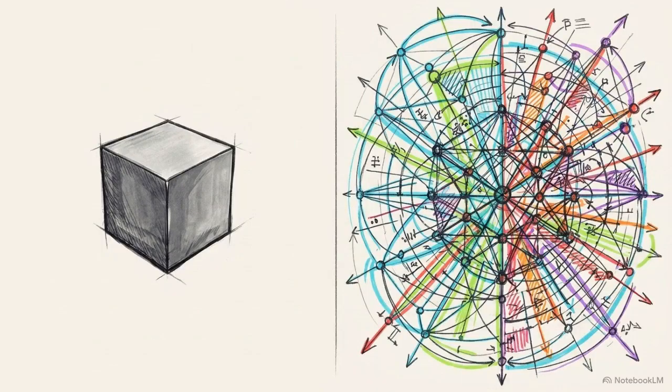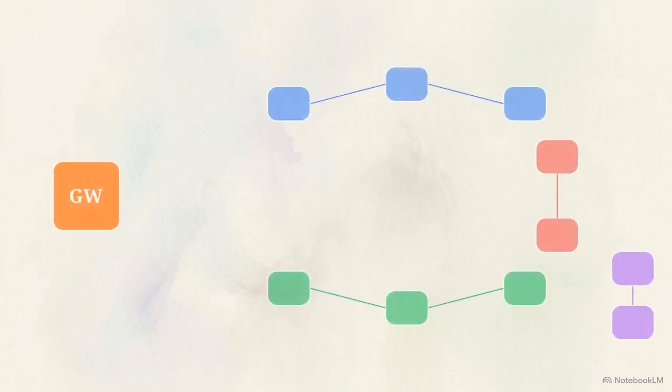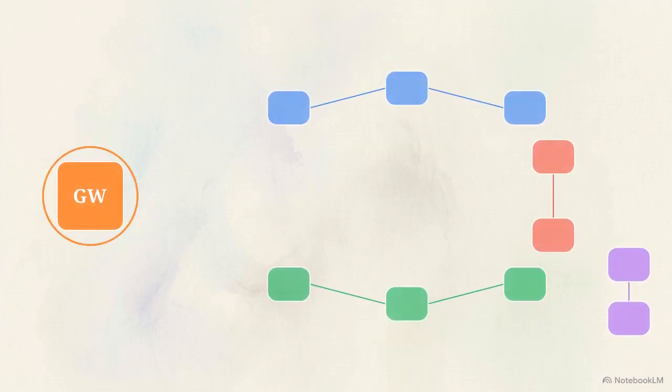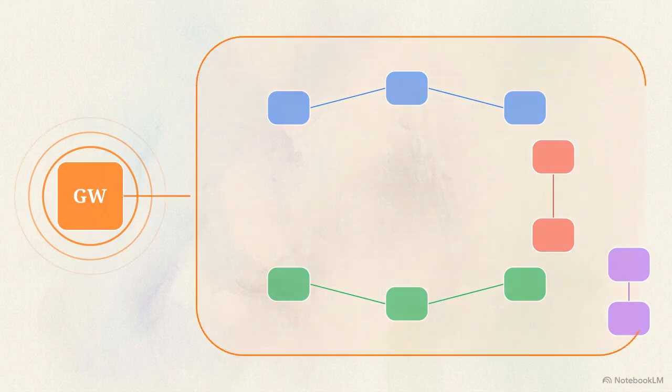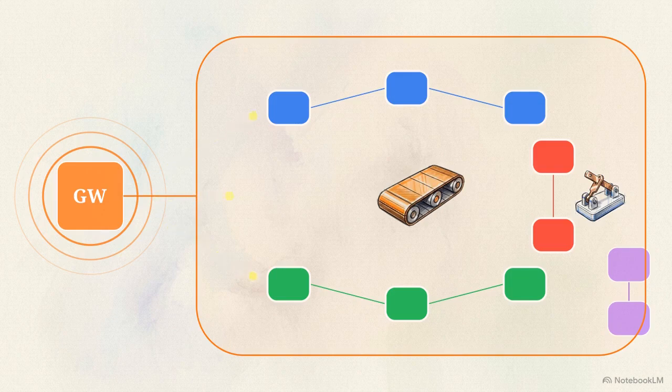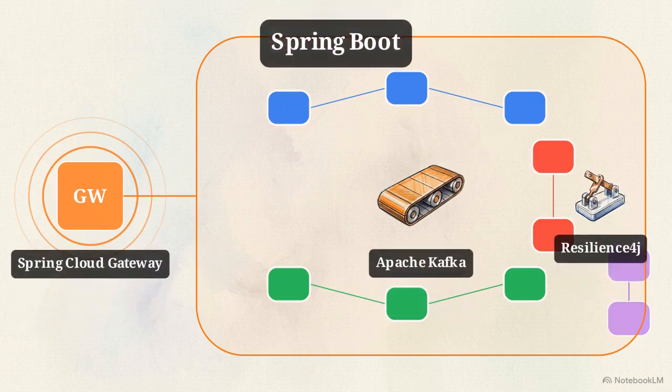Microservices transition complexity from the deployment pipeline into the runtime management of data, state, and failures. This topology combines all 5 elements. The API gateway handles perimeter defense. Internal operations use Sagas, CQRS, circuit breakers, and event buses. In Java, this blueprint is executed using Spring Boot, Spring Cloud Gateway, Apache Kafka, and Resilience4J.